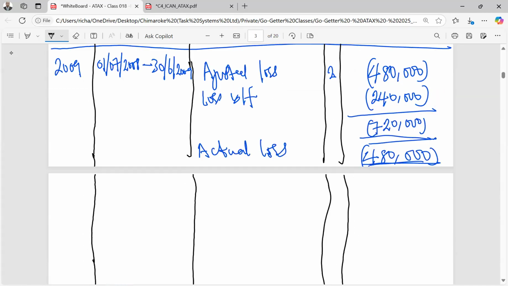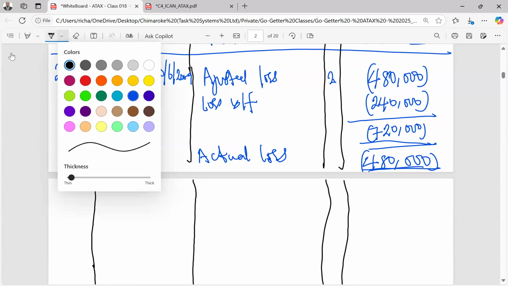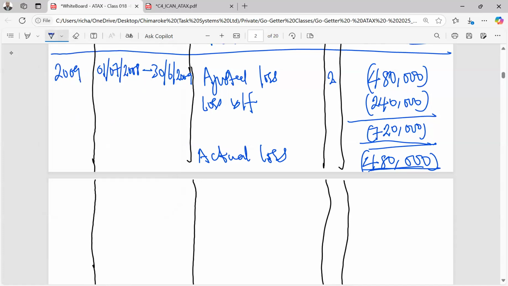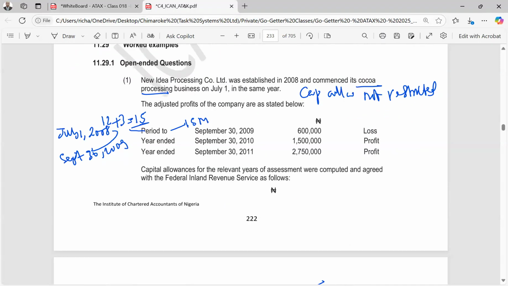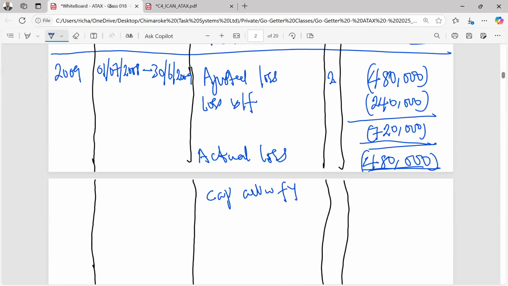All right, so our actual loss is this. Then you will now have to bring your capital allowances. Capital allowance for the year. The capital allowance for the year, we are told, is 600. So we are going to take this 600 now. Capital allowance for the year is 600,000.